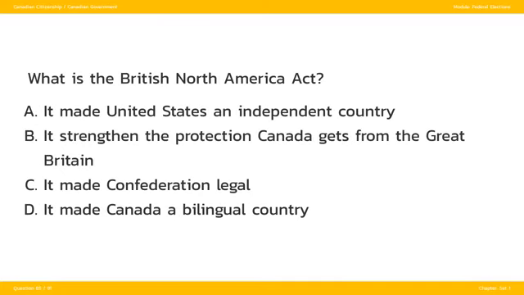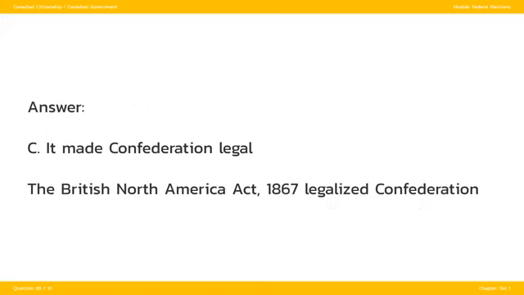What is the British North America Act? A. It made the United States an independent country. B. It strengthened the protection Canada gets from Great Britain. C. It made Confederation legal. D. It made Canada a bilingual country. The answer is C. It made Confederation legal. The British North America Act, 1867 legalized Confederation.